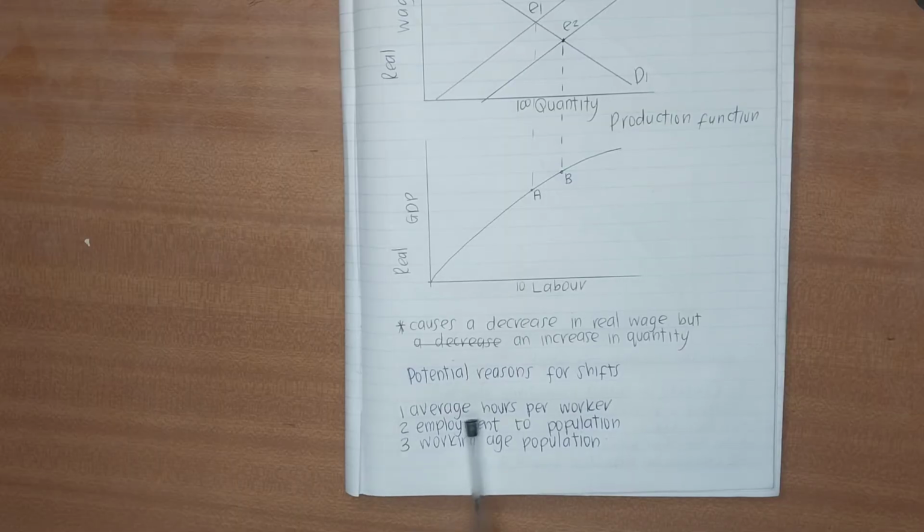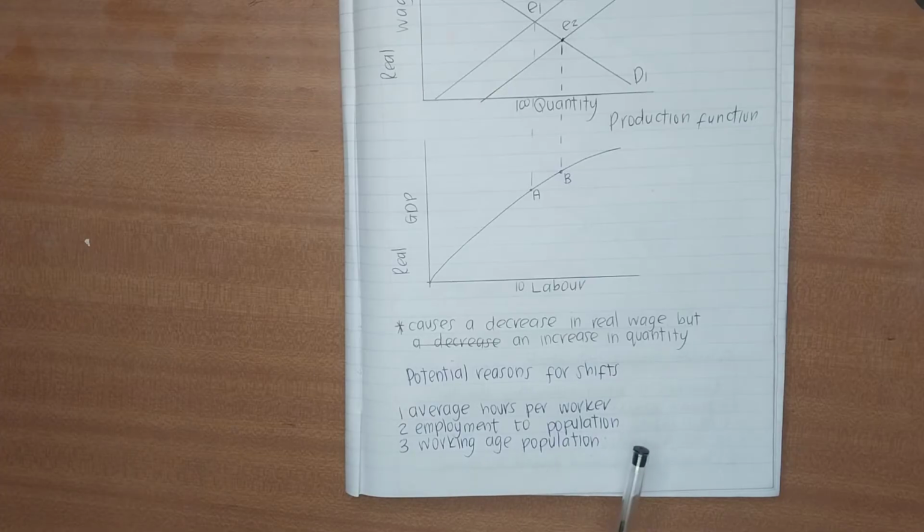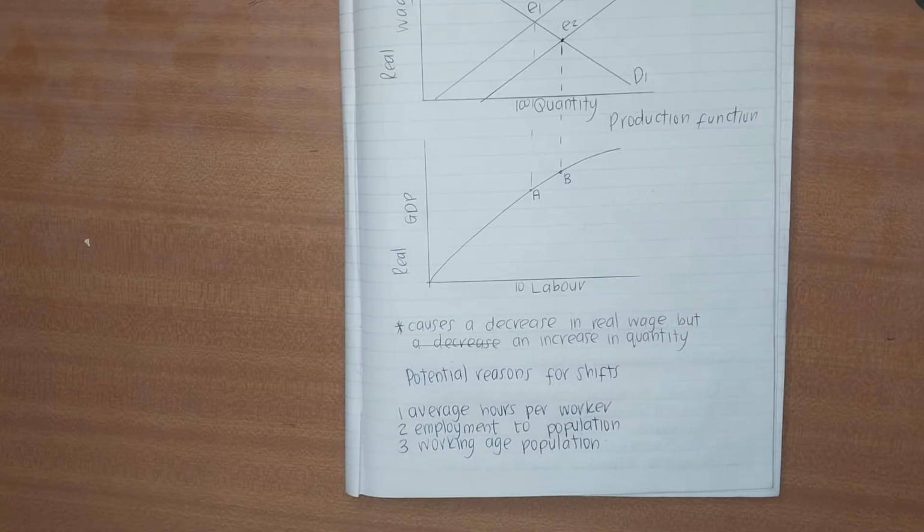So what are the main potential reasons for shifts in the supply curve? You can have a change in the average hours per worker. For example, we can talk about a scenario where the number of holidays has been decreased, meaning that people will have to work more because they have fewer holidays. So that means supply will shift to the right. Or if the number of holidays has been extended, that means supply will shift to the left, because people will need to work less because they have more holidays.